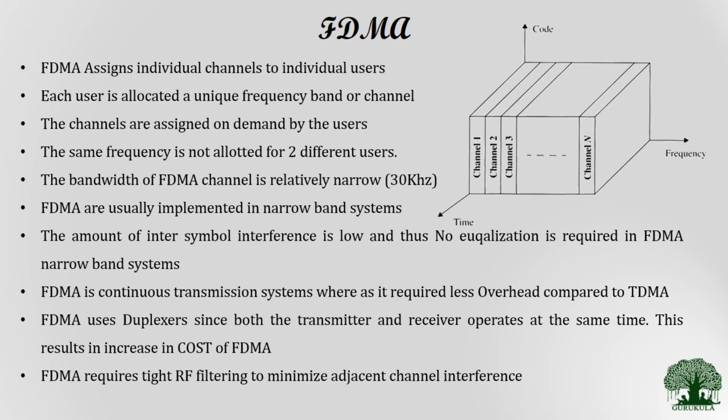So the RF filters have to be designed in a very stringent way, and they should work very accurately so as to eliminate the interference between the adjacent channels. So these are all the various pros and cons of FDMA systems. There is another important thing which has to be considered while discussing frequency division multiple access, which is nonlinear effects. So where do these nonlinear effects come from?